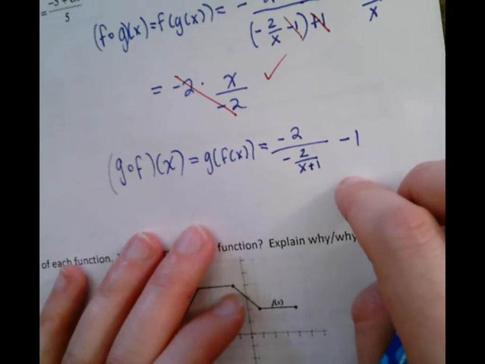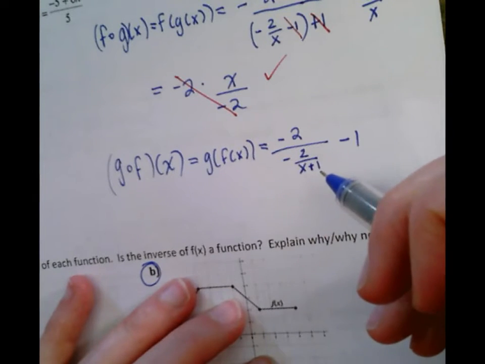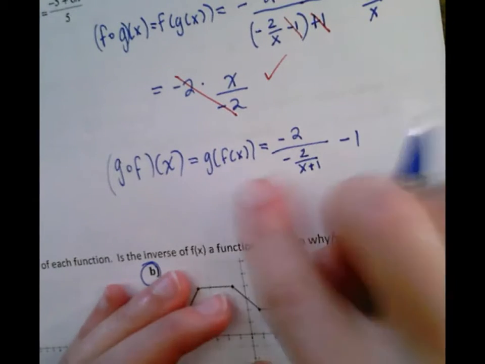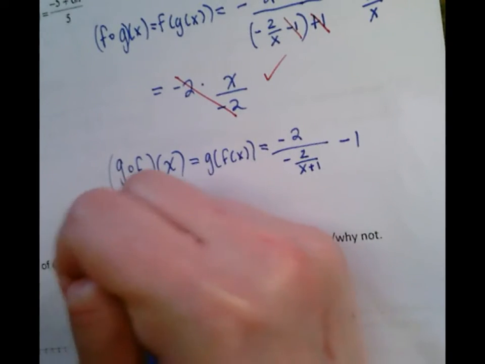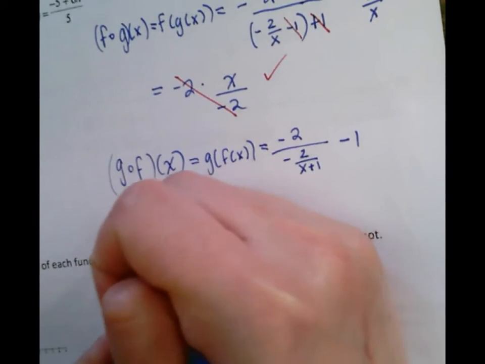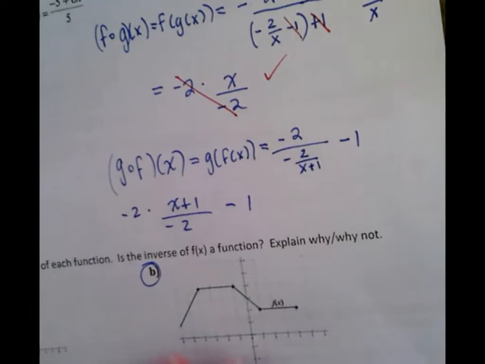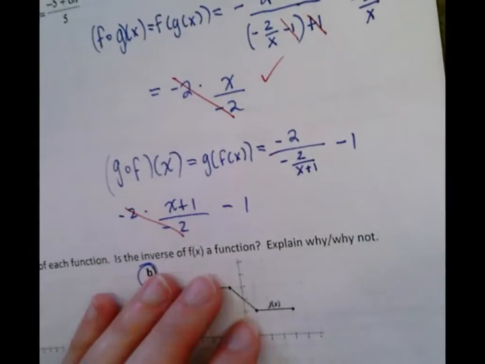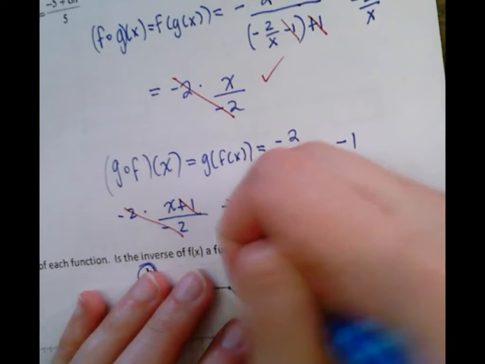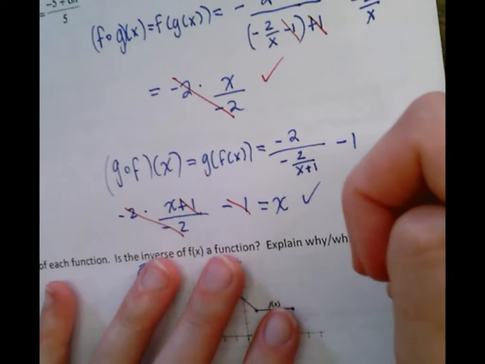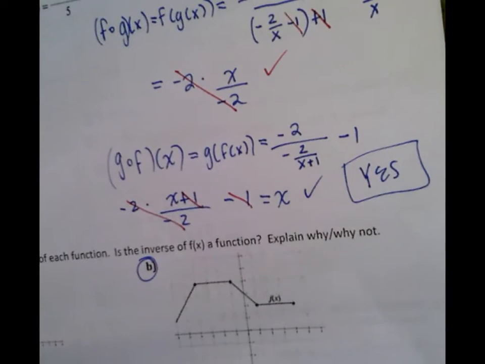So the first thing I'm going to do now is actually multiply by the reciprocal of the denominator of this fraction, to bring it up, because I don't see immediately anything else that can cancel. So if I do that, I would get negative 2 times x plus 1 over negative 2 minus 1. Then my negative 2's cancel, my plus 1 and my minus 1 cancel. I'm left with just x. This checks out. So my answer would be yes, these are inverses of each other.